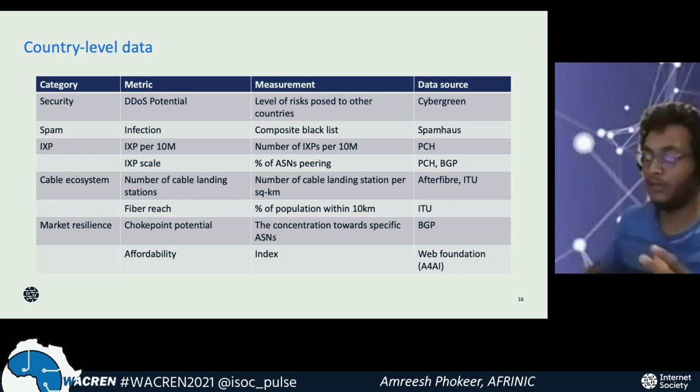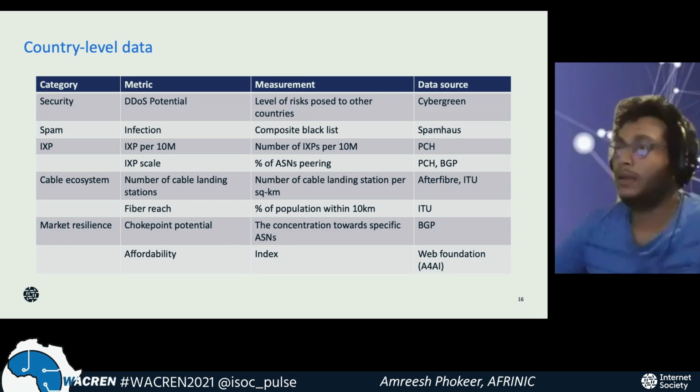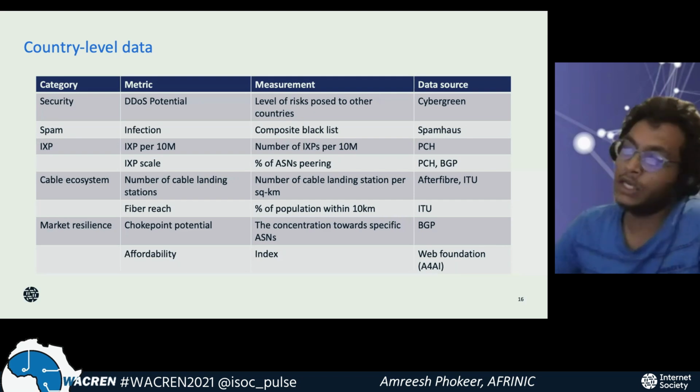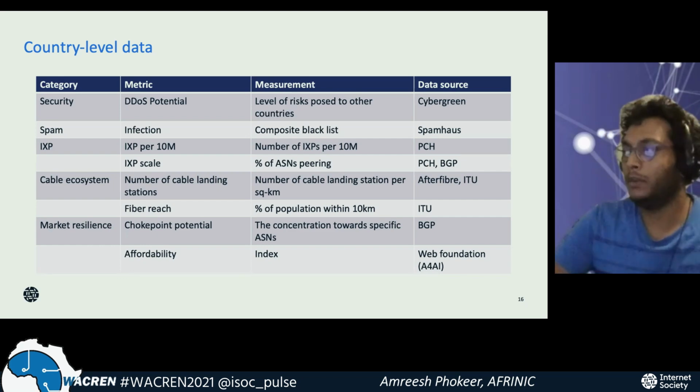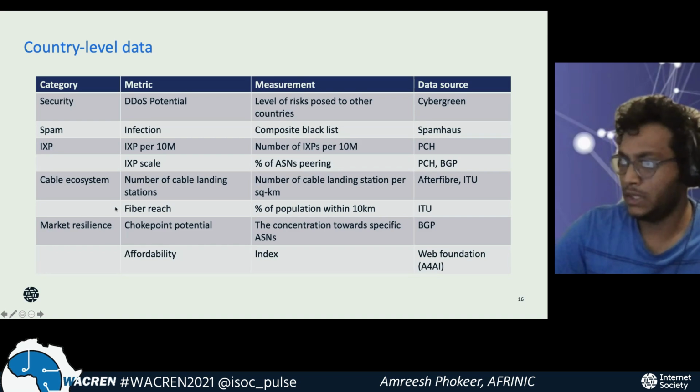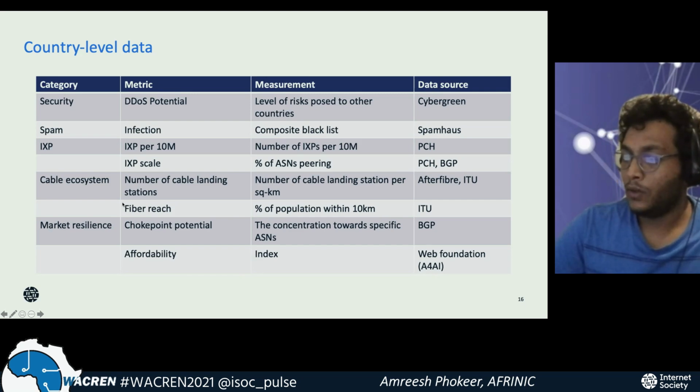We also have a look at all the prefixes that are being blacklisted, so we can give an indication of the spam activity of a country. In terms of IXP, it is actually a good indicator of how efficient the local internet ecosystem is. Of course, depending on the scale of the IXP, the percentage of AS peering at the IXP is a good indicator of the robustness and the resilience of the local ecosystem. This information can easily be obtained from BGP data, and PCH also has route collectors in many IXPs around the world, which makes it very easy for us to gather this data. Of course, we cannot talk about resilience without talking about the cable ecosystem.